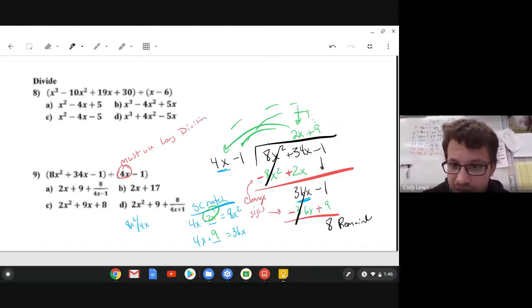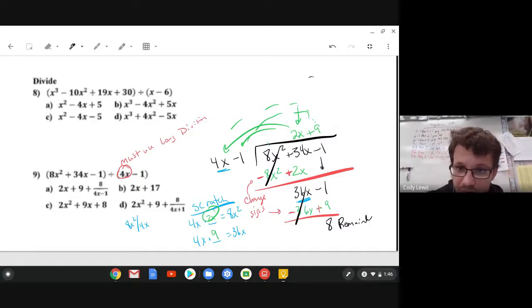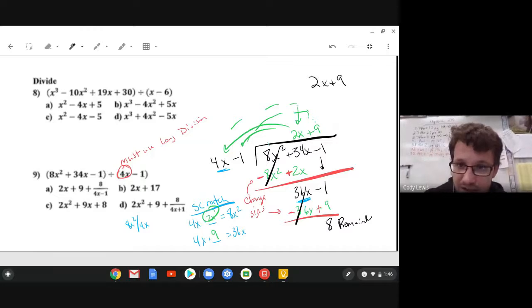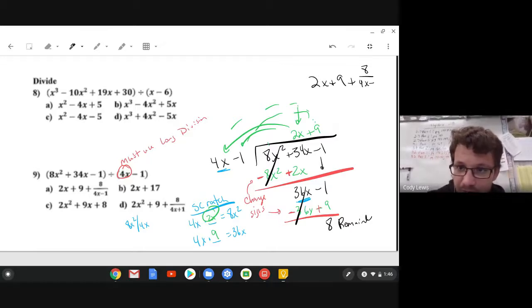And I should have known that because I ran out of space. There's nothing at the end; I'm at the end of my box at the top to begin with. And there's no number I can multiply 4x by to get 8. I can multiply 4 by 2 to get 8, but not 4x by 2. So there's nothing I can do. So your final answer for a long division problem is 2x plus 9. That's your quotient. But remember, you're going to add it to your remainder, which is 8, all over your divisor, 4x minus 1.